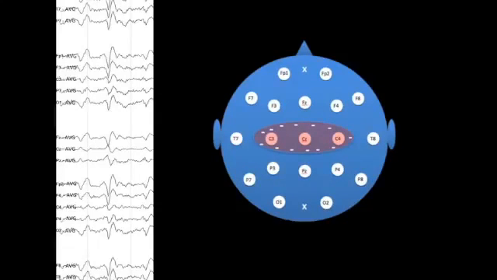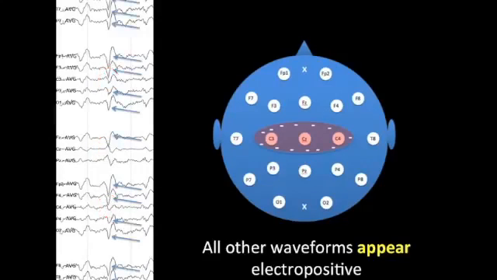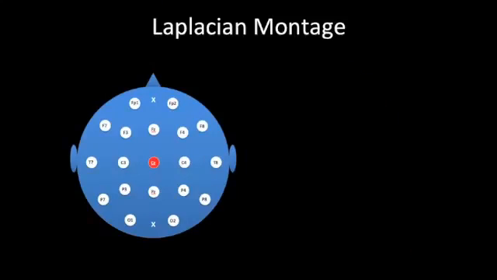Now, if we change to an average reference montage, we can see that while it is true that C3, C4, and CZ are relatively electronegative, there is also the false impression that all other waveforms are electropositive. This is not a reflection of any true electrical phenomenon, but rather an example of reference contamination. One way to get around reference contamination is to use something called the Laplacian montage.